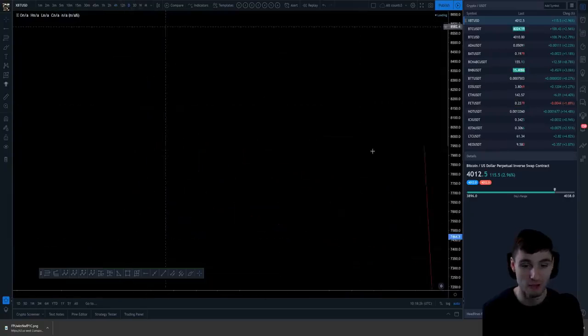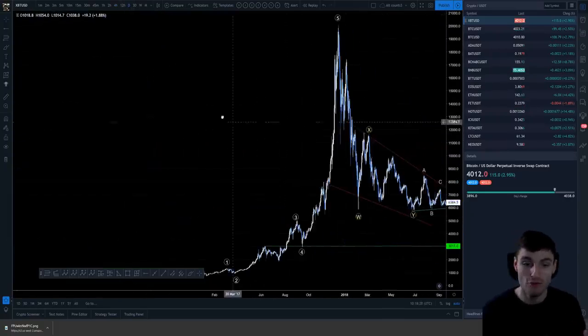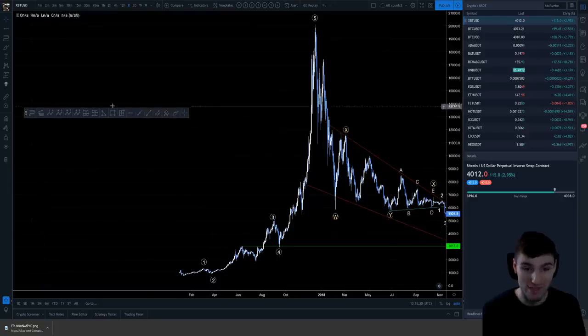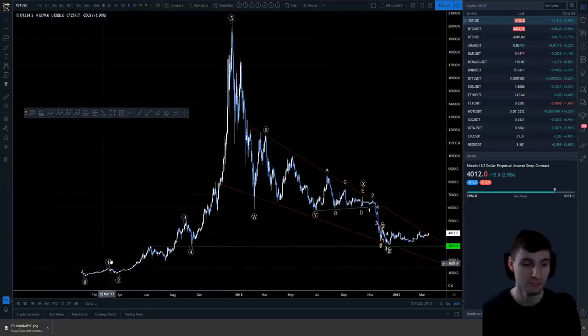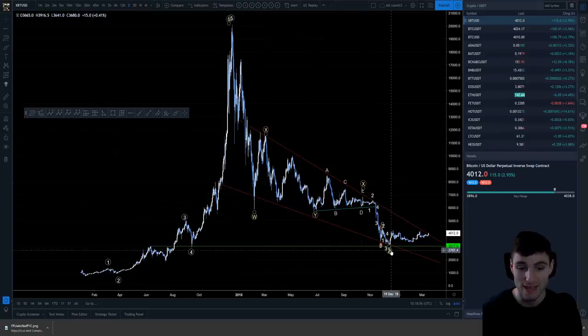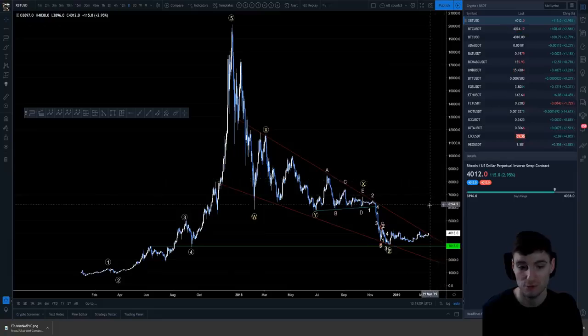So when we zoom out, we have the potential of the bottom being in for Bitcoin. So we would obviously finish with our 1, 2, 3, 4, 5 coming down in the W, X, Y, X, Z. And now we're forming the 1, 2, third impulse wave to move upwards.